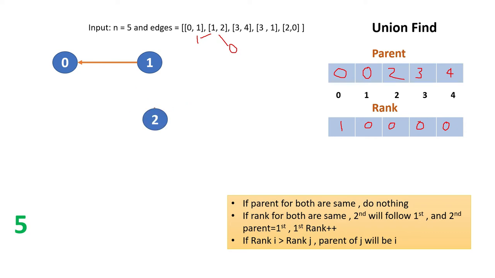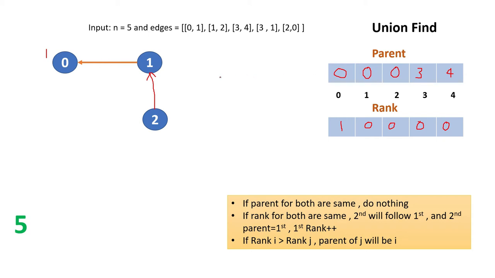So here if 2 is there, then we have to make an arrow this side, like 2 will follow 1. And we know that the rank of 0 is 1. So now 2 will follow 1. And as 2 is following 1, then who is 2's parent? 2's parent is 1, but who is 1's parent? That is 0. So ultimately 2's parent will also be 0. So we have to update here 2's parent as 0.